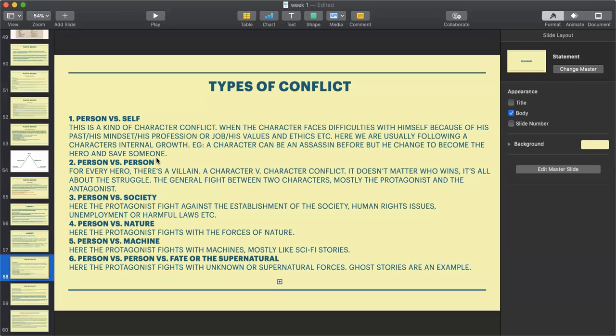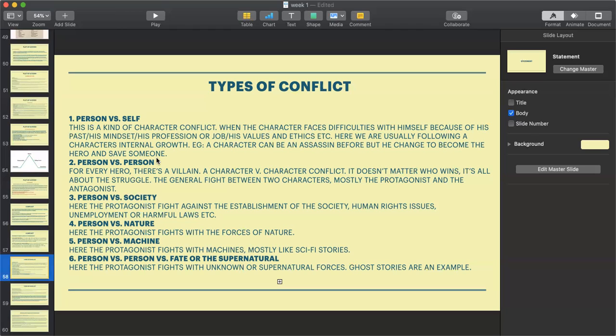So these kinds of things, or there is a huge monster, like Jurassic Park films. All of these are basically person versus nature. So this kind of conflict is also there. Fifth kind, person versus machine. The protagonists fight with the machines, like in sci-fi stories, okay? Like Aliens, sometimes Terminator stories, if you have seen Terminator films.